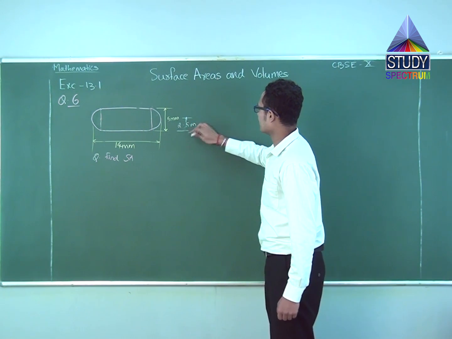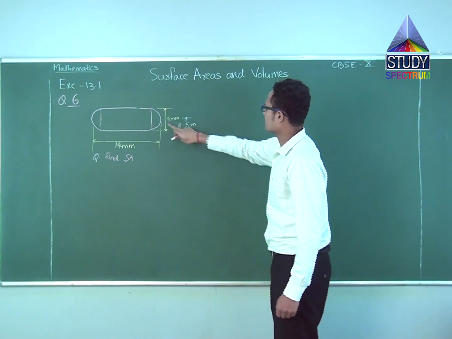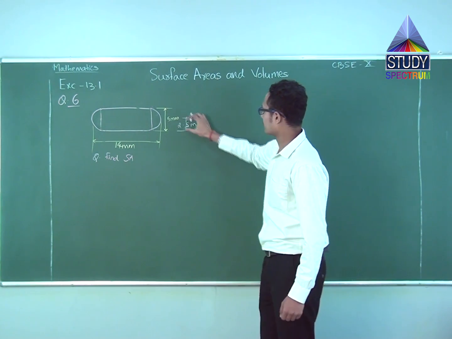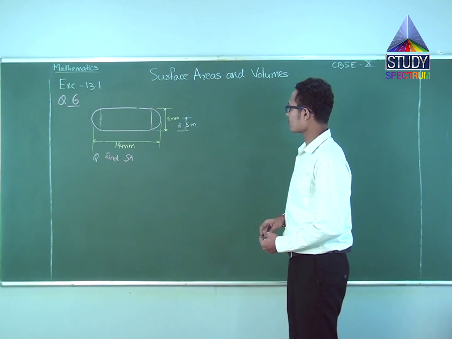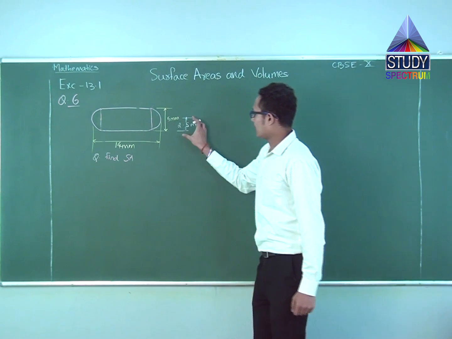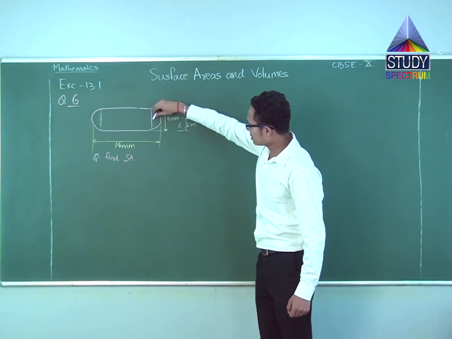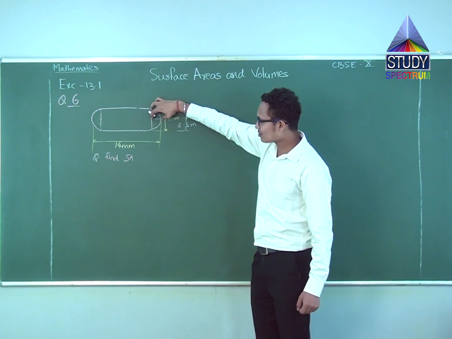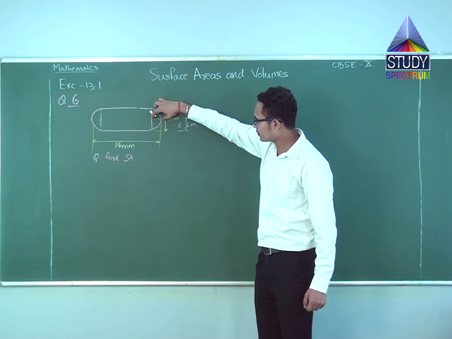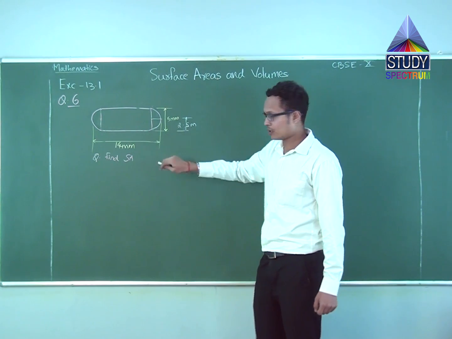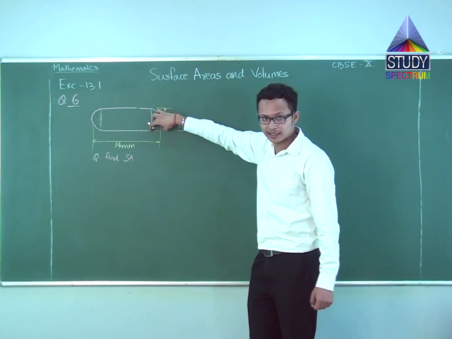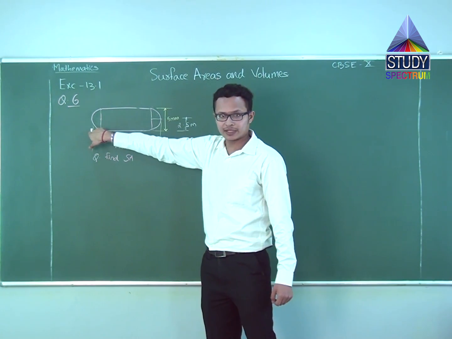Right? It's understood that this dimension is 2.5 mm. Half of this length is 2.5 mm. Now, similarly, this is also the radius of the hemisphere. This length is also the radius of the hemisphere, which is 2.5 mm. 2.5 here on the right hand side and 2.5 on the left hand side.